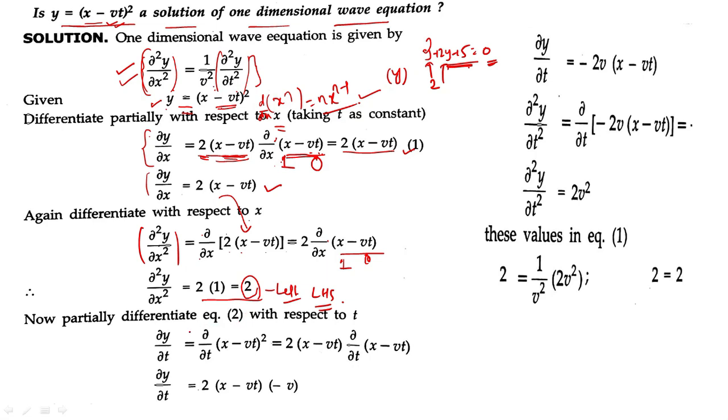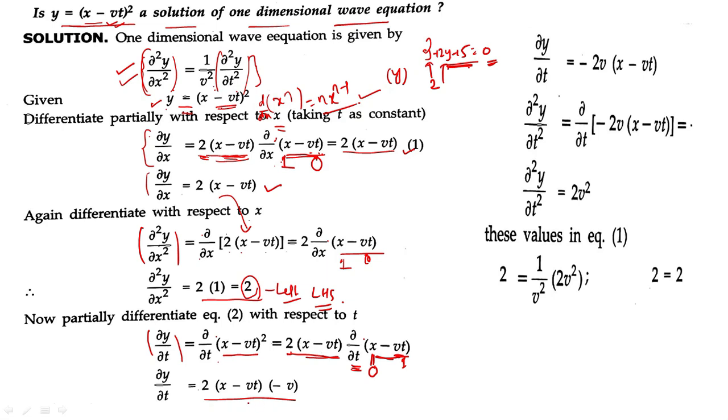Now we need to find the right hand side. That is, we have to find del y by del t, keeping x as constant. So del y del t of x minus vt square is 2 into x minus vt, because that is the x to the power n formula. So 2 into x minus vt into del y del t of x minus vt. The derivative of x minus vt: x derivative will be 0, because this is done with respect to time t, and for minus vt the derivative of t will be 1, so the remaining part is v, treated as constant, so that will be minus v. So 2 into x minus vt into minus v, that is del y by del t.